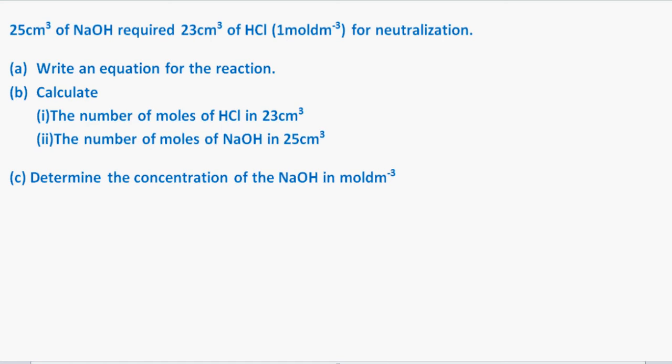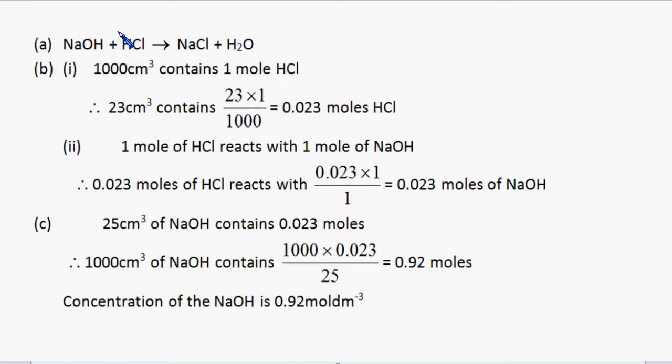In this next question, we're dealing with a titration. We have 25 cm cube of sodium hydroxide that required 23 cm cube of hydrochloric acid of concentration 1 mole per dm cube for neutralization. First part, write an equation for this reaction. So NaOH plus HCl produces NaCl plus water. If we have a base plus an acid, it gives us a salt and water. And if you look at the equation, it is already balanced.